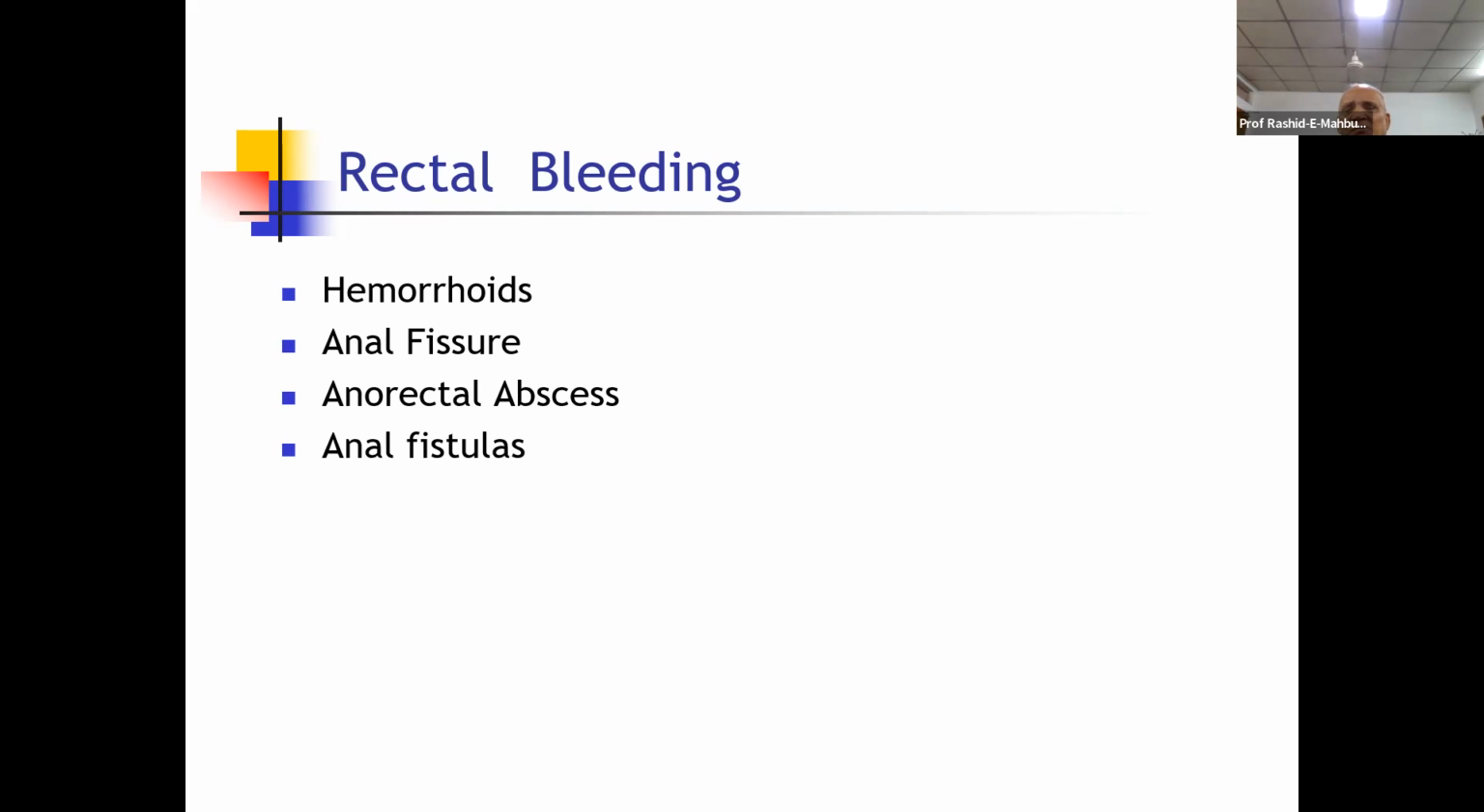Other fistulas that may be with the female genitalia, a rectovaginal fistula, may be there. So fistula is an anorectal problem, and it is present mostly in different forms.